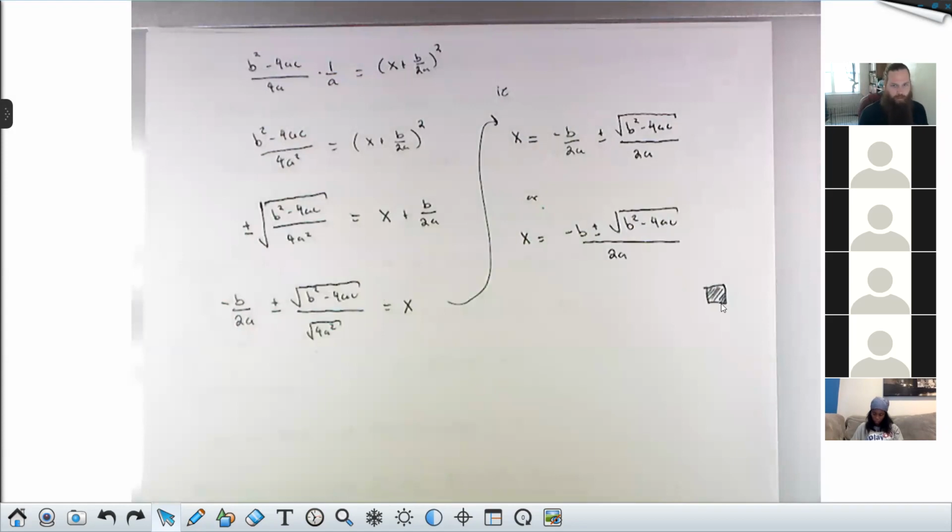You're not responsible for the proof. I'm not going to test you on this proof, but you will need to be able to complete the square on specific quadratics. So if I give you something like 5x squared minus 30x plus 49 and say complete the square, you need to be able to do that. I do want to talk a little bit about the geometry of this formula just because it's so beautiful.